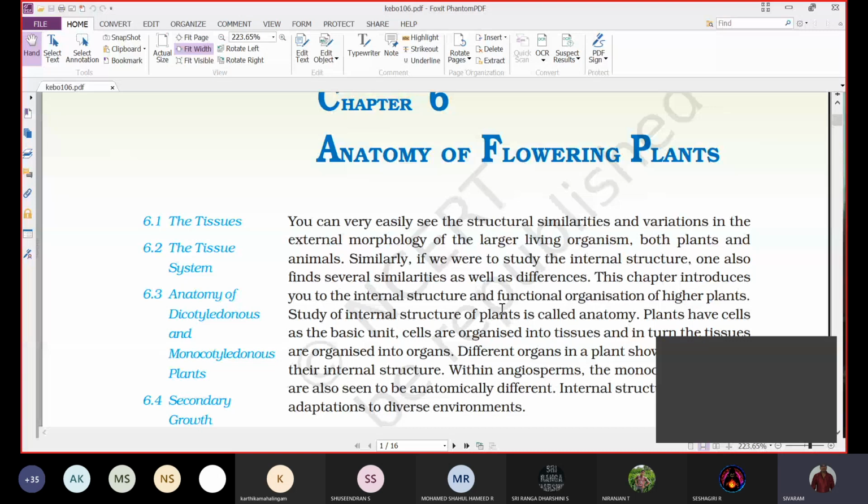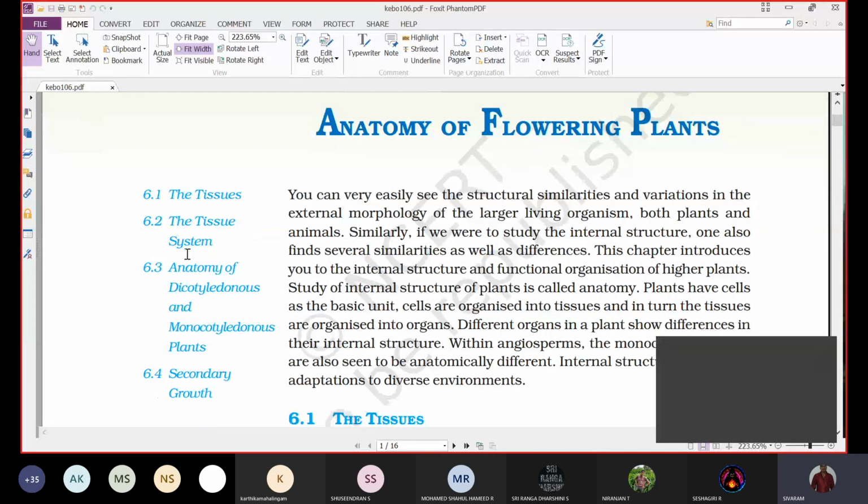Related to that, first we'll go with the different types of tissues. What are the different types of tissues that are present in plants? And next, the tissue system. That means the different types of tissues and their arrangement in the plant body.